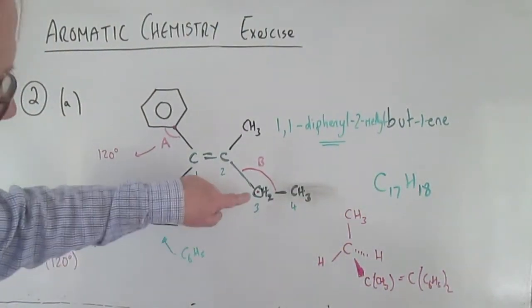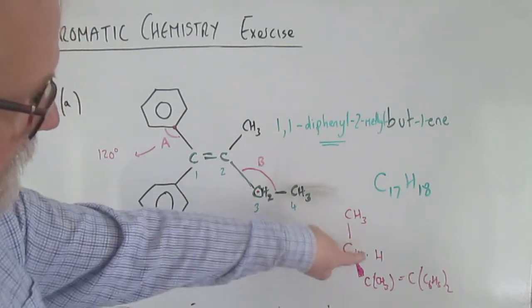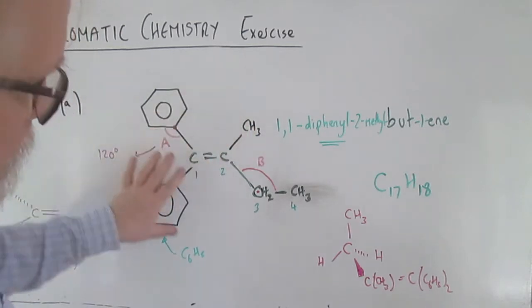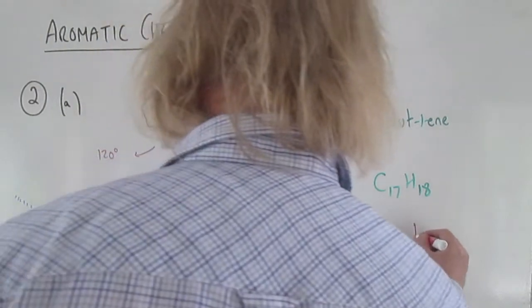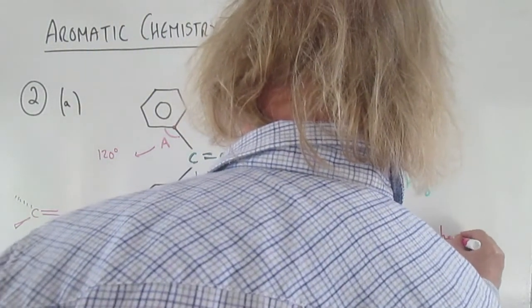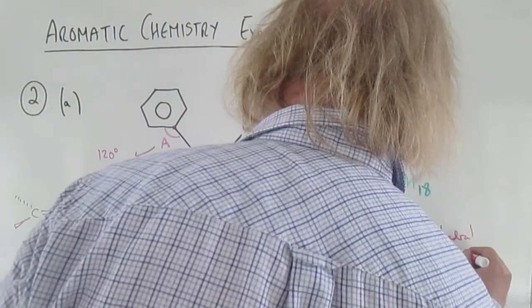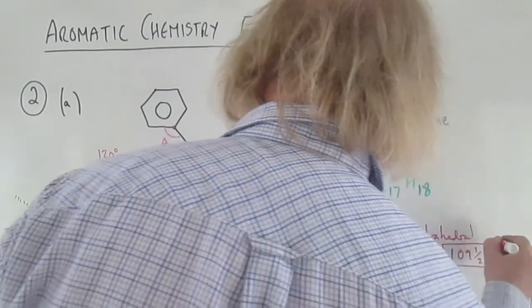Okay, so this carbon here is going to be like that because it's got 4 separate single bonds around it to the methyl group, the 2 hydrogens, and the rest of the molecule like that. So it's tetrahedral, which is what you get when you have 4 regions of electron density around a carbon, and the bond angle for that is 109.5 degrees. So that is the answer to the question.